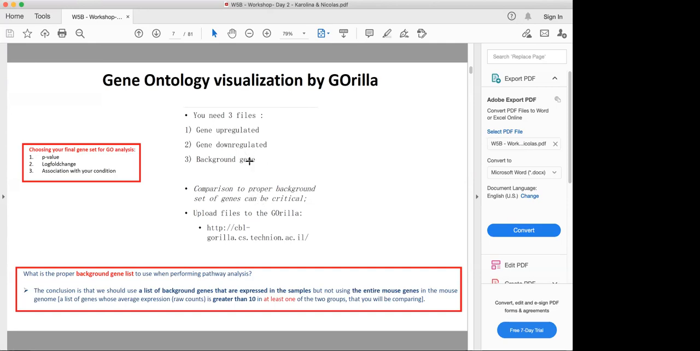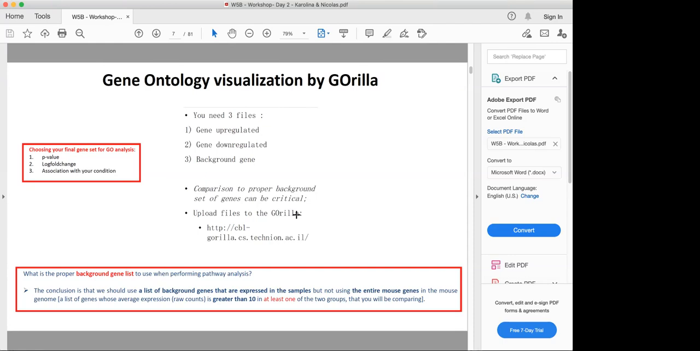And also, when you choose your final gene sets to run the GO analysis, apart from dividing those differentially expressed genes into upregulated and downregulated, you have to pay attention to the p-value. Actually, we pay attention to the p-adjusted value when we run differential expression analysis. Like I mentioned yesterday, we want the p-adjusted value to be as low as possible, and so statistically significant. And we pay attention to the log-fold change.